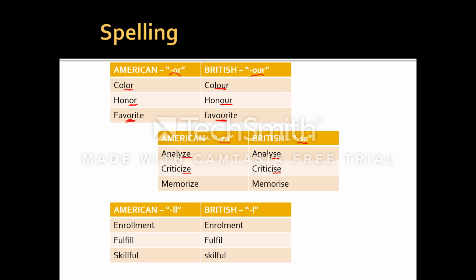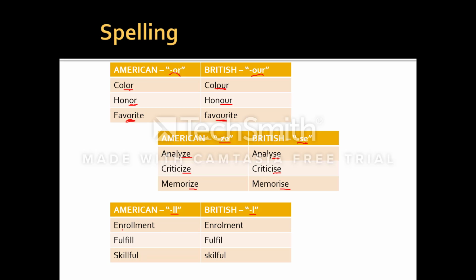Then we have memorize. For memorize in American English, we use ZE, MEMORIZE. But in British English, we use SE, MEMORISE. Then in American English, we use double L's for writing, but in British English, we use only one L.